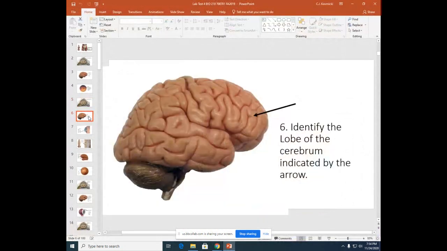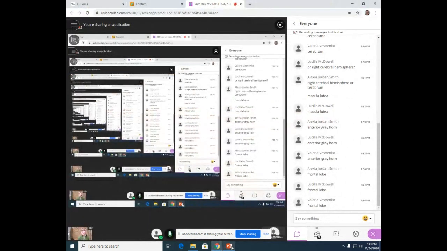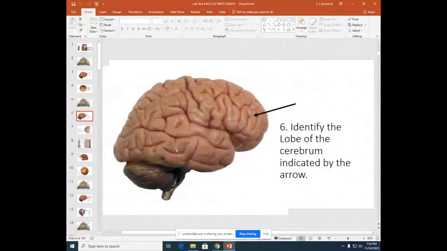All right, next one. Here we go, back to the brain. Read the question, pay attention closely to the question. Identify the lobe of the cerebrum indicated by the arrow. So there's five lobes, right? So you've got a 20% chance of getting this right, and hopefully you spell it correctly. What do you say? That's the frontal, yeah, frontal lobe. That was easy, I could hear the beeping on the recording there. Everyone was like, yep, we know this one.